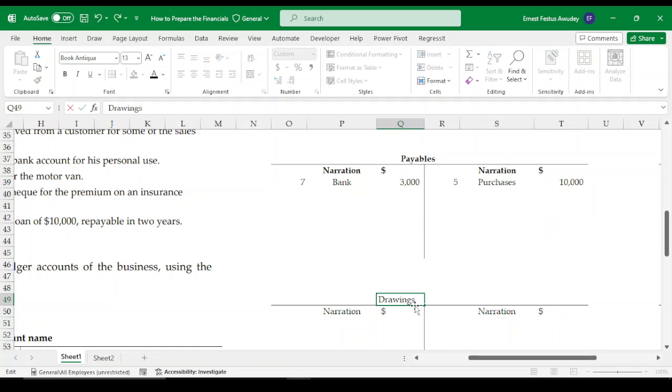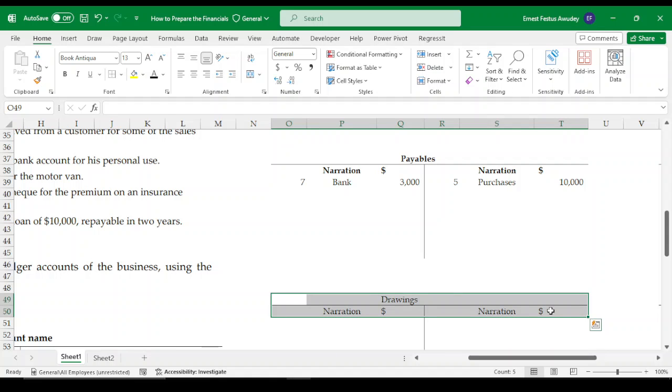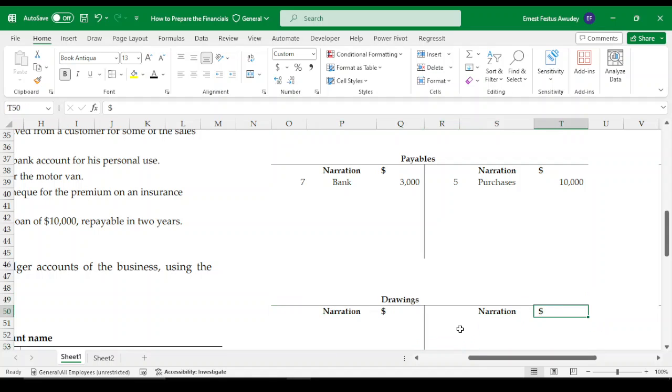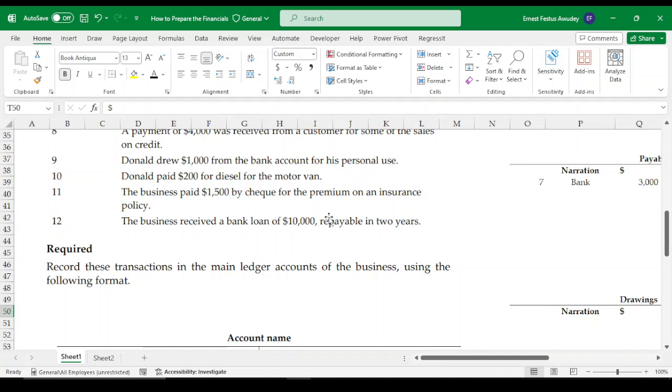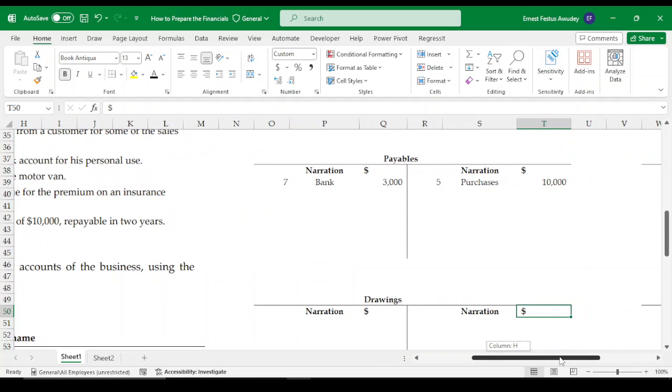Let me put my S there, and let me quickly highlight, bolding that. Okay, so since we have taken money from the bank, it is going to be credited because it is reducing. Therefore, our drawings is seen as an expense to the business, and if it is increasing, it's going to be debited. All right, so the drawings is going to be debited, and then our bank account, which has reduced in value, is going to be credited.